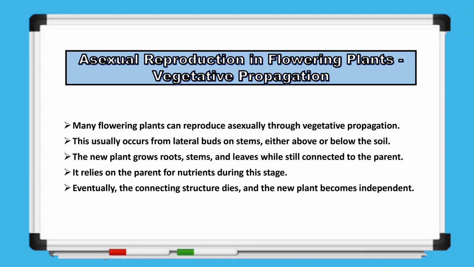Moving forward, we come to another type of asexual reproduction, this time in flowering plants, known as vegetative propagation. Many flowering plants can reproduce asexually through this method. It usually begins from lateral buds on stems, which may be located above or below the soil. The new plant grows its own roots, stems, and leaves while still attached to the parent plant, relying on it for nutrients during this early stage. Eventually, the connecting structure withers and dies, allowing the new plant to become independent.